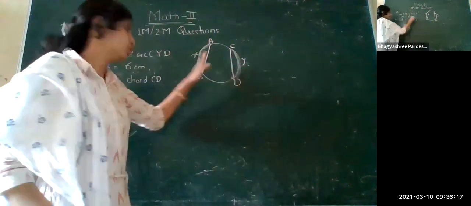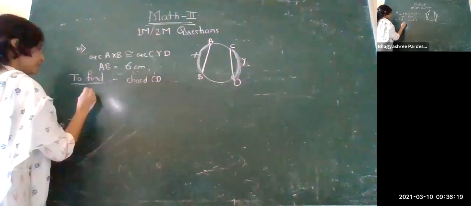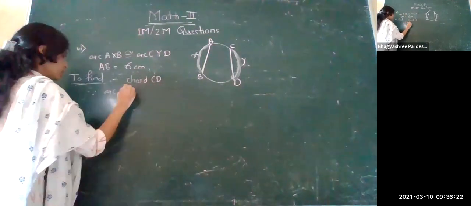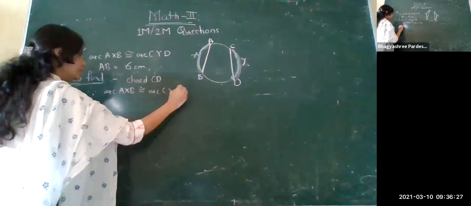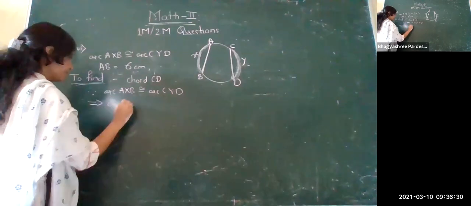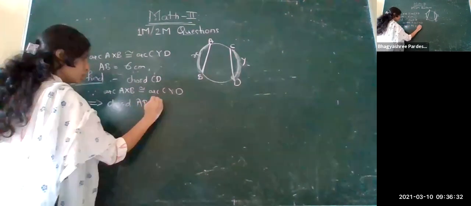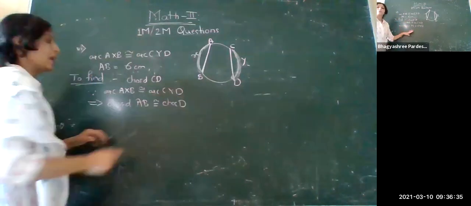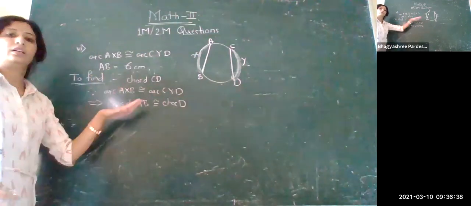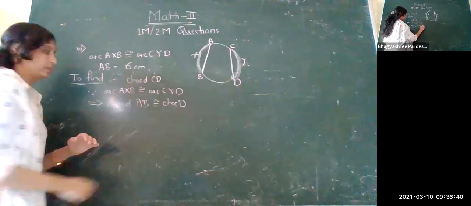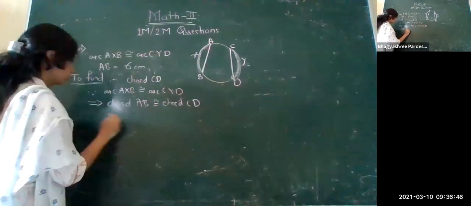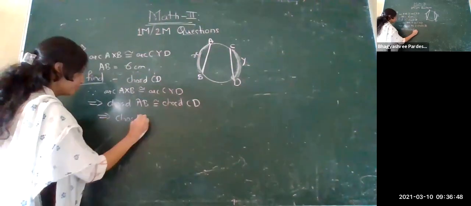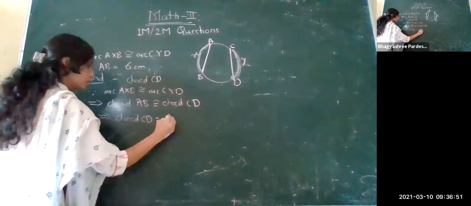So therefore, directly here, since these two arcs are congruent, arc AXB is congruent to arc CYD, you can directly say that this implies chord AB is congruent to chord CD. Why? Because these are the chords of congruent arcs. So these two chords are also congruent. So chord CD is equal to chord AB, which was given to you as 6 centimeter. So your chord CD will also equal 6 centimeter.